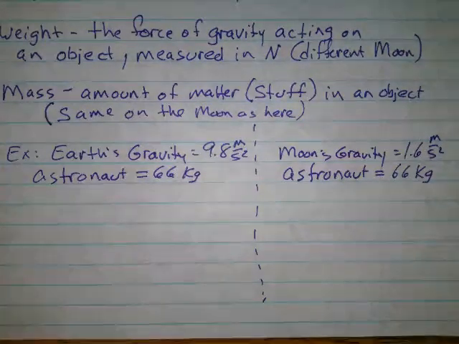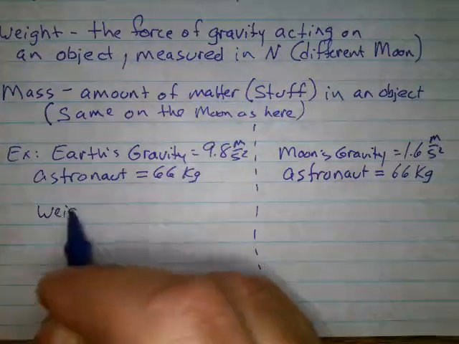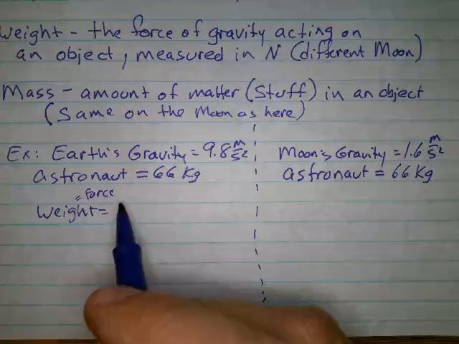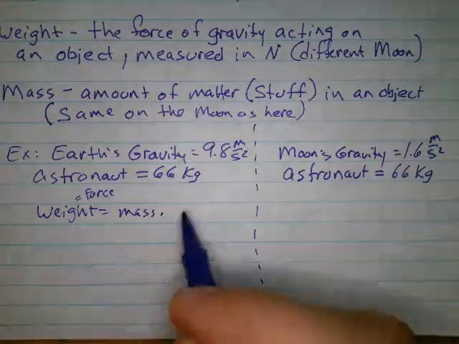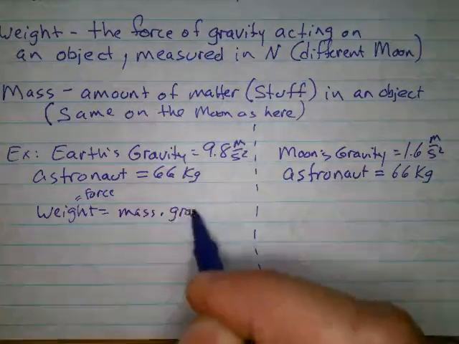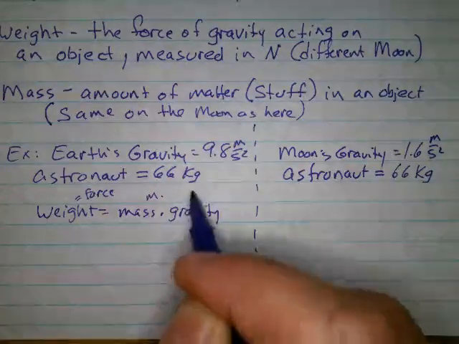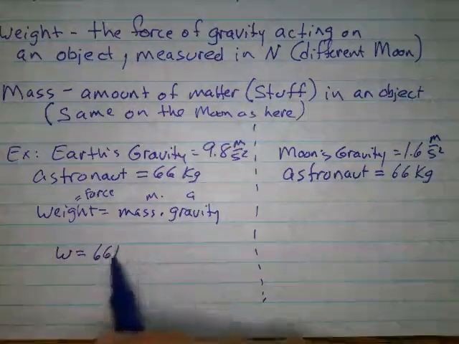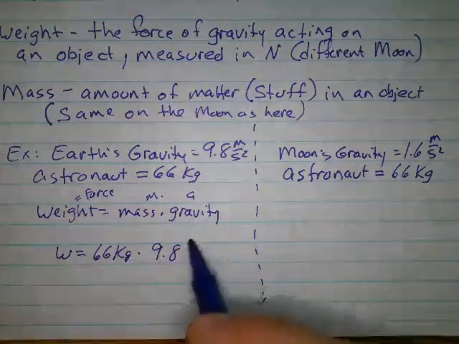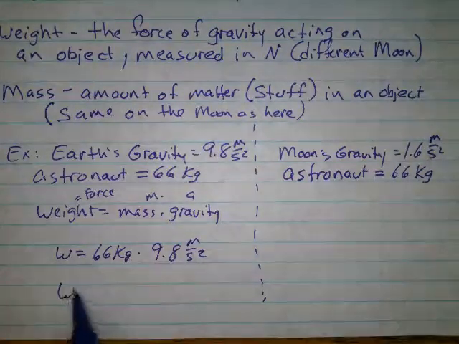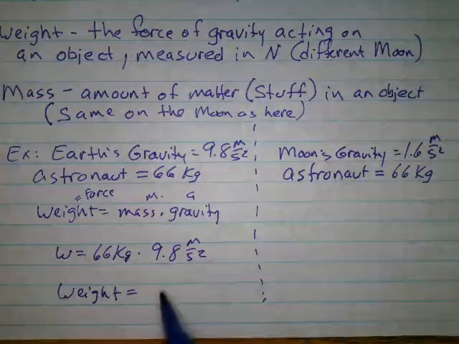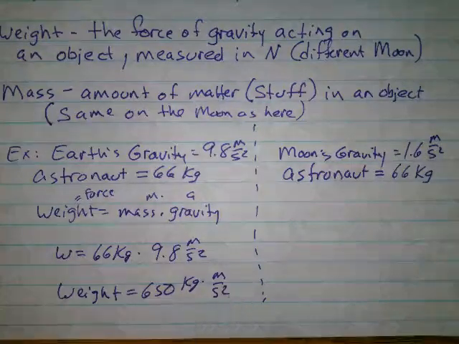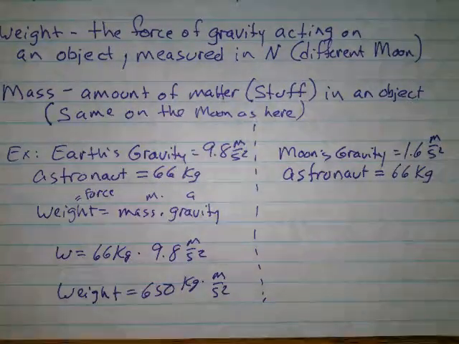All right, so let's calculate weight. Weight on the Earth, and weight is a force, so it is equal to the mass times gravity. Okay, that's m and that's a. Force equals ma. There you go. So our weight is equal to 66 kilograms times 9.8 meters per second squared, and that means our weight is equal to 650 kilogram meters per second squared on the Earth for that 66 kilogram astronaut.